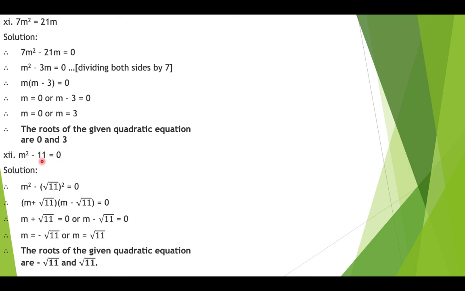Similarly, m square minus 11 is equal to 0. So there is no x term. So what we can do is write m square minus root 11 square is equal to 0. So we are putting root and square together, so it will remain 11 only. But we can write it as a square minus b square. So it will be a plus b into a minus b is equal to 0. So we get m is equal to minus root 11 or m is equal to root 11. Therefore the roots of the given quadratic equation are minus root 11 and root 11.